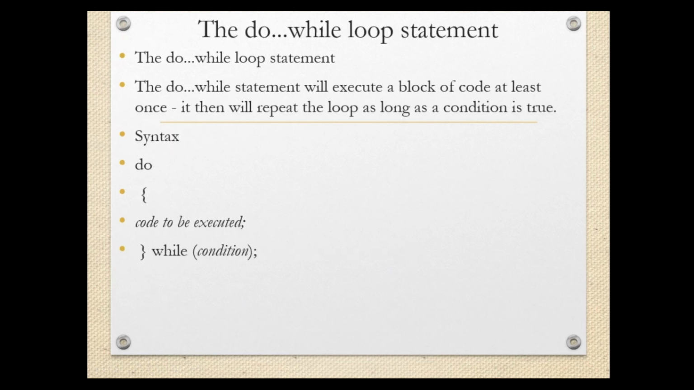Third one we have, that is do while loop statement. The do while loop statement will execute a block of code at least once. It will repeat the loop as long as condition is true. So basically student, the difference between while loop and do while loop is, while loop will execute when the condition is true, but do while loop will execute the block of code at least once if the condition is true or false, but it will execute at least once. This is the basic difference between while loop and do while loop.